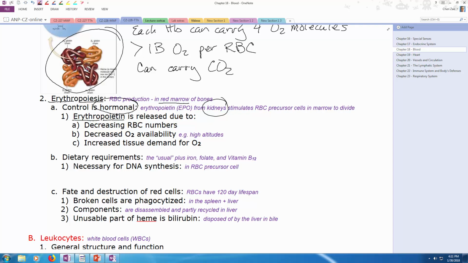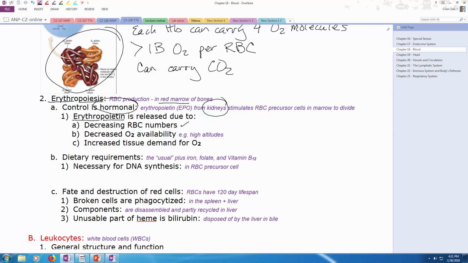The kidneys are hooked into our circulatory system, and they are monitoring whether we are getting enough oxygen to our tissues, in essence. That's the stimulus: the release of erythropoietin occurs if we are not getting satisfactory oxygenation to our tissues. So let's see if these reasons meet up with that. Erythropoietin release is due to decreasing RBC numbers. Yes, if you don't have enough red blood cells, you don't have enough oxygen being delivered to your tissues.